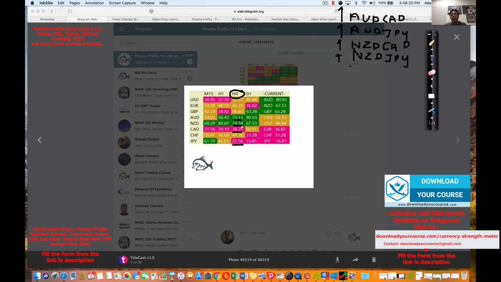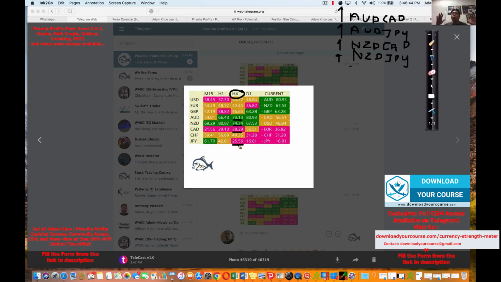So if they're both strong, whether I go long on Aussie New Zealand or I short on Aussie New Zealand, it's not going to go clearly in one direction because I'm buying a strong currency and selling a strong currency. They're both strong, so they're both fighting with each other. Make sense? Okay.